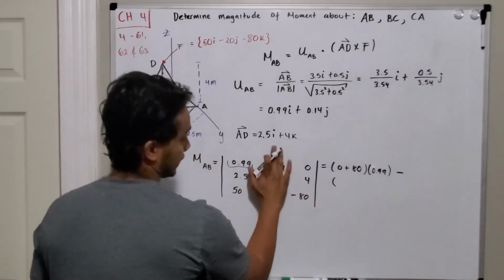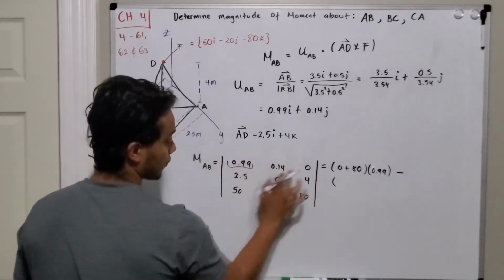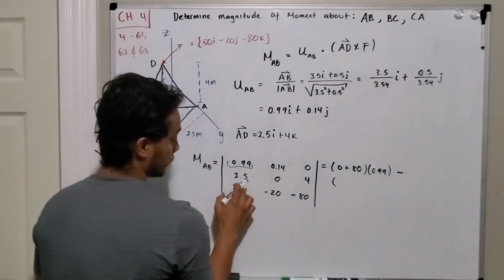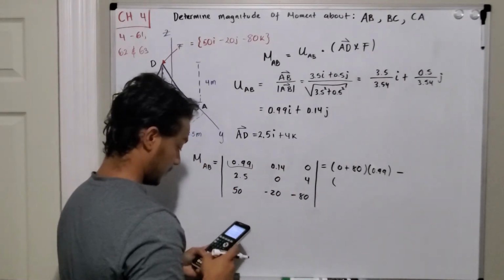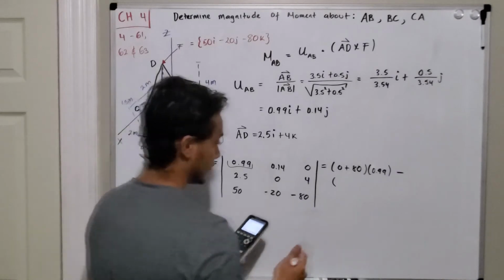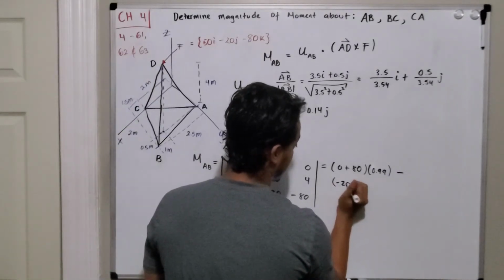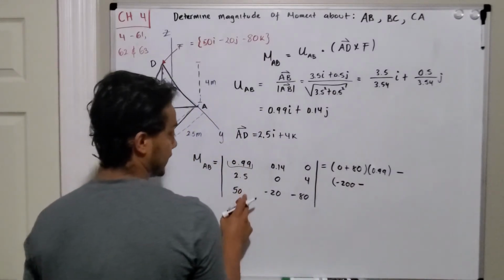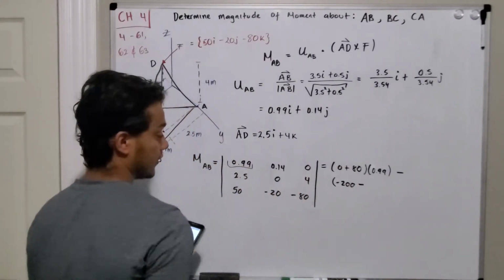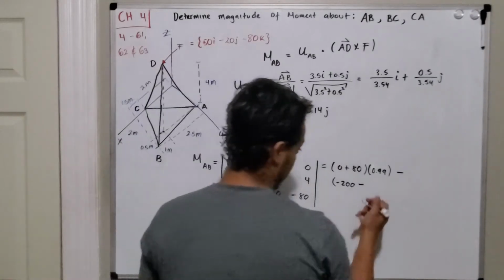And let's see, we'll hide this column and the top row, and we'll multiply 2.5 by negative 80. So we got 2.5 multiplied by negative 80. That gives me negative 200, minus, and then we do 50 times 4. That will give me 200 as well.